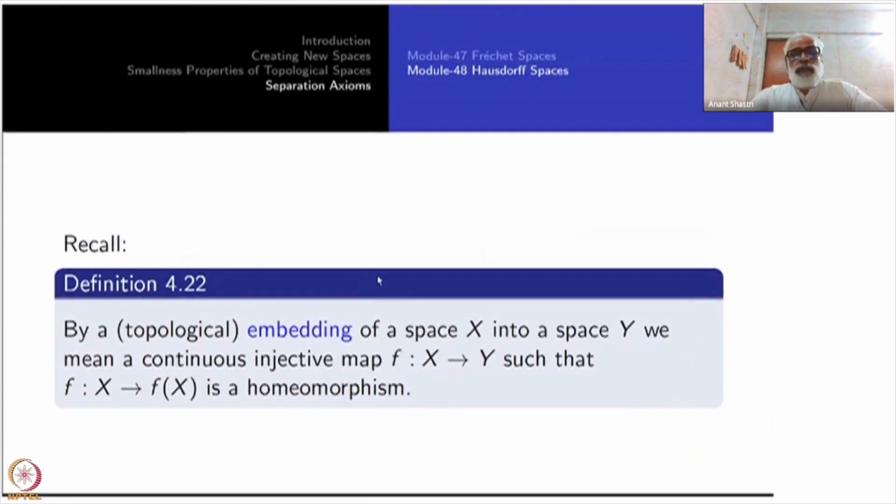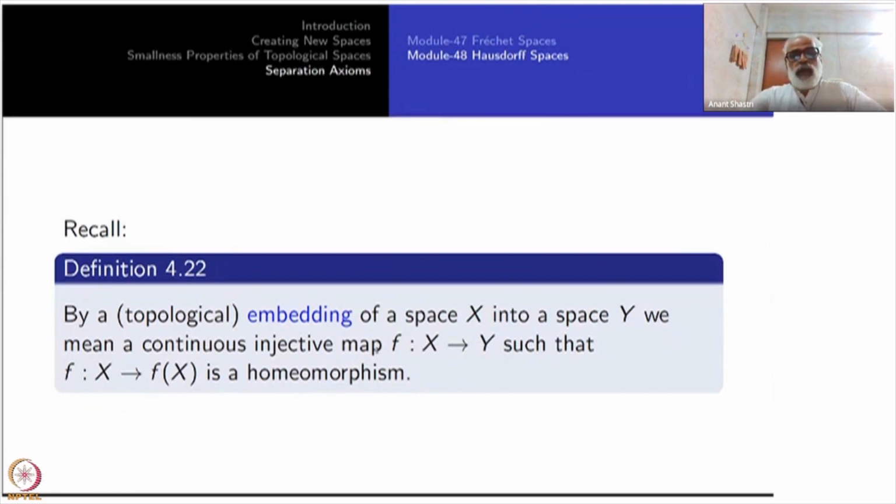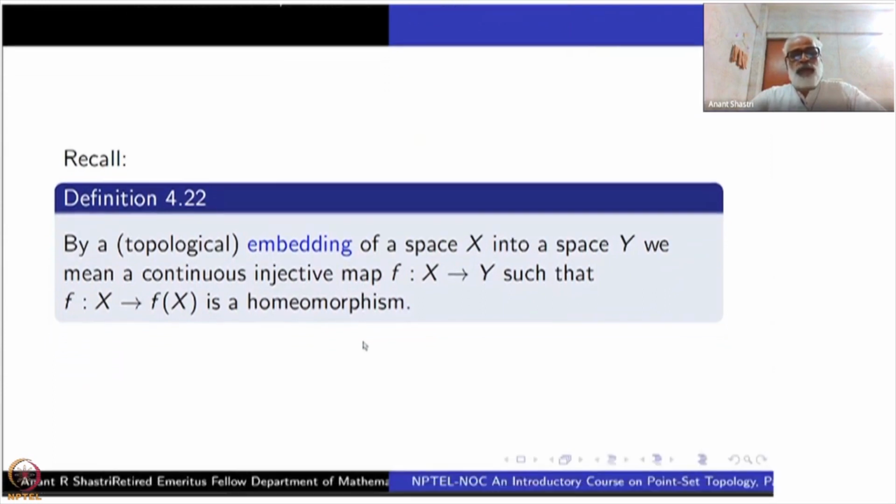So now I would like to take a different game here. Recall that we had defined an embedding long back, maybe, of a topological space X into another space Y. What is the meaning of an embedding? It means a continuous injective map such that when you restrict f from X to f(X), not the whole space Y, this is a homeomorphism, where f(X) is given the subspace topology from Y. So that was the definition. Beyond the definition, we have not done much.